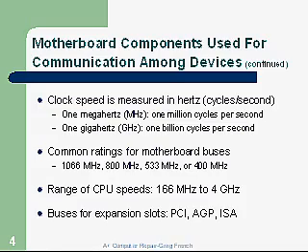Common ratings for motherboard buses. Buses run at different speeds depending on the performance of the computer. We're always trying to get a higher speed so that we can move data faster. And here are some examples: 1066 megahertz, 800, 533, or 400. The range of the CPU speeds: 166 megahertz would be a fairly old CPU. The 4 gigahertz is where we're running right now on a lot of our newer CPUs.